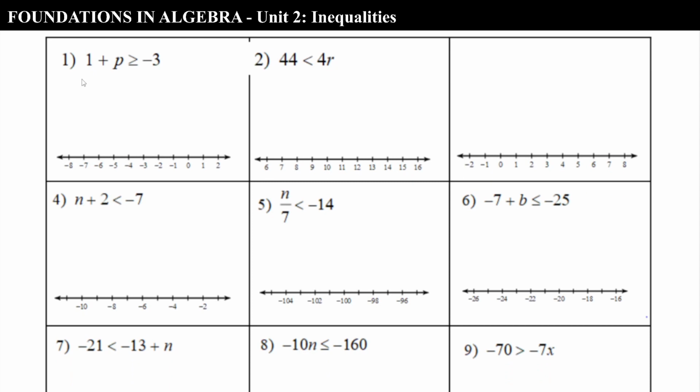So to solve this, just like we did with an equation, we're going to subtract 1 from each side, and that's going to give us p is greater than or equal to -4. Now, once we have our solution, we can graph it. We know we're going to have a closed dot at -4, and we know that we're going to the right.